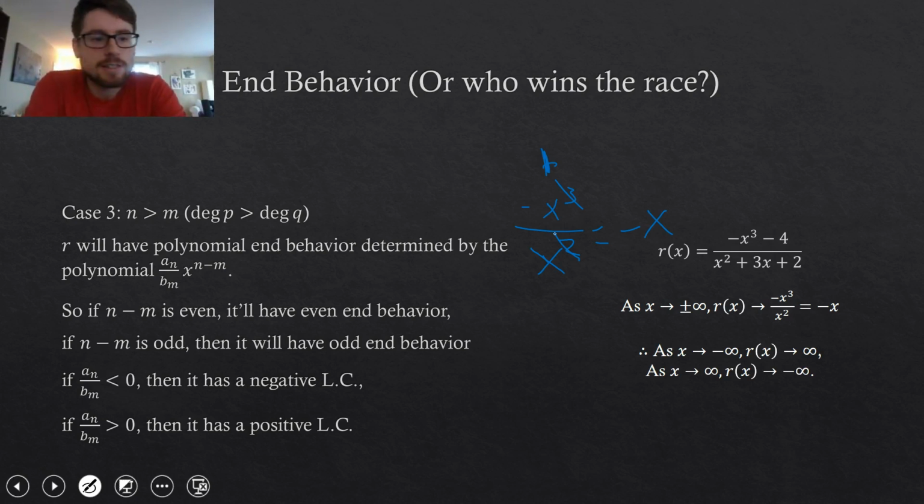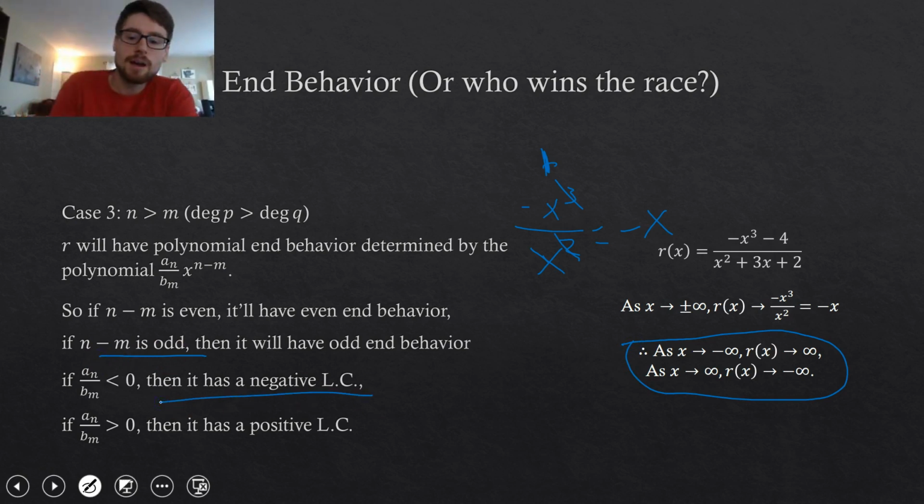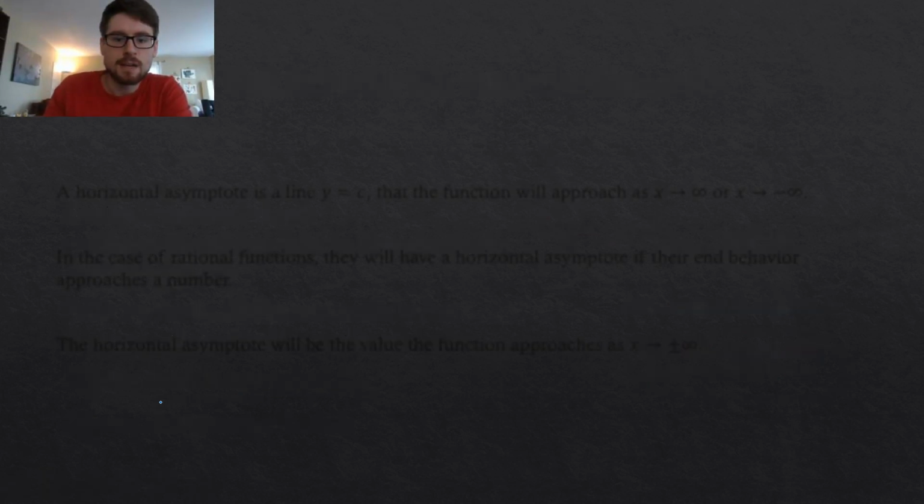It's going to be the same end behavior as negative x, which is an odd degree polynomial with a negative leading coefficient. So that's odd degree polynomial, negative coefficient. Odd, negative, right? Okay? So that's how we look at end behavior for rational functions.